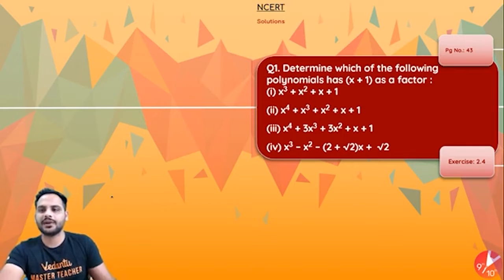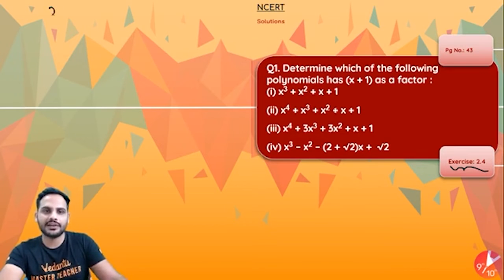Okay, so the question, this is on page number 43, and the exercise 2.4, question number 1. It says determine which of the following polynomials has x plus 1 as a factor. So out of these polynomials, which of the following will have x plus 1 as a factor?